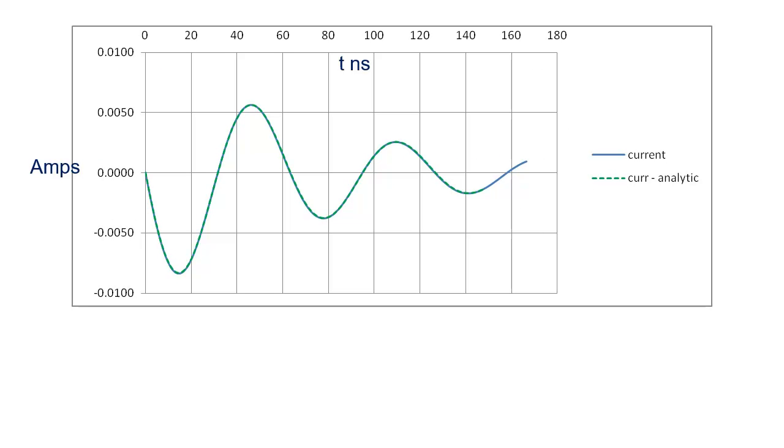Current obtained using the present method is plotted in blue. And current obtained using analytic method is plotted in green. Excellent agreement is observed, as it was for the high damping case discussed earlier.